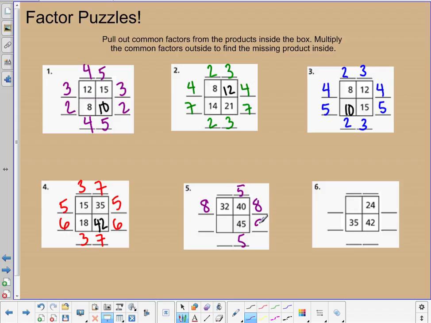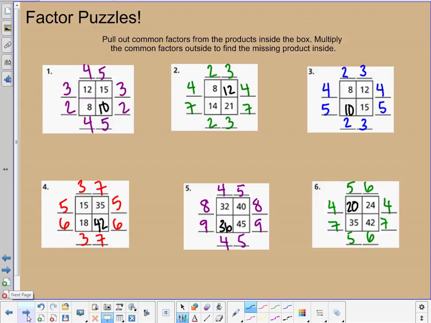5 times 9 gives me 45. 8 times 4 gives me 32. So that means this is a 9, this is a 4. 9 times 4 is 36. And one more of these. 24 and 42 have a GCF of 6. 42 and 35 have a GCF of 7. 6 times 4 gives me 24. That means that's a 4. 7 times 5 gives me 35. That means that's a 5. And putting those two together for the missing product, we get 20.